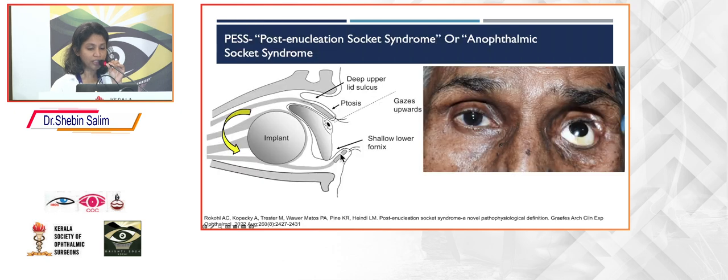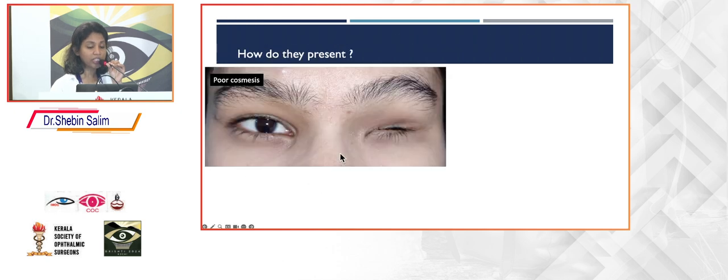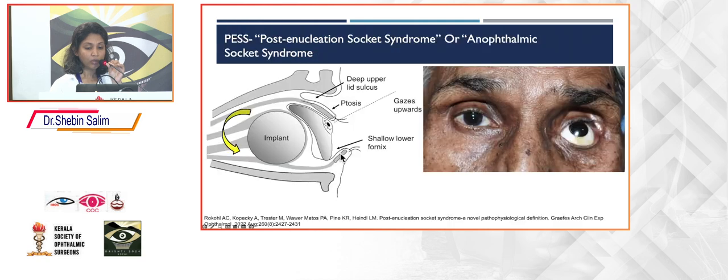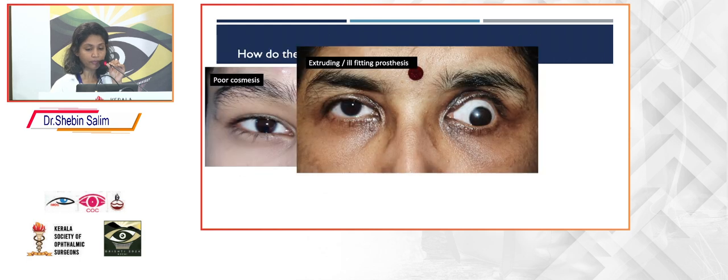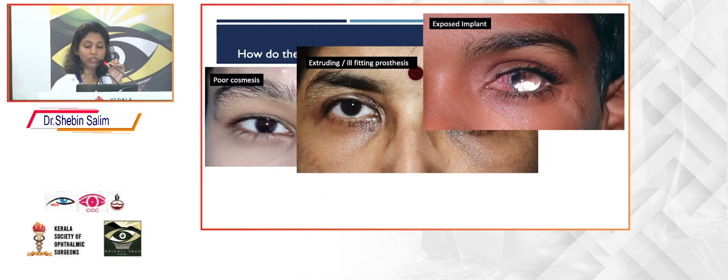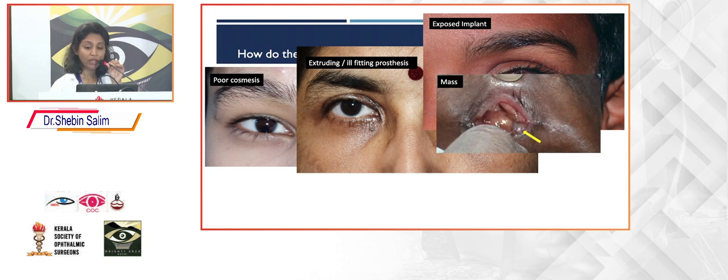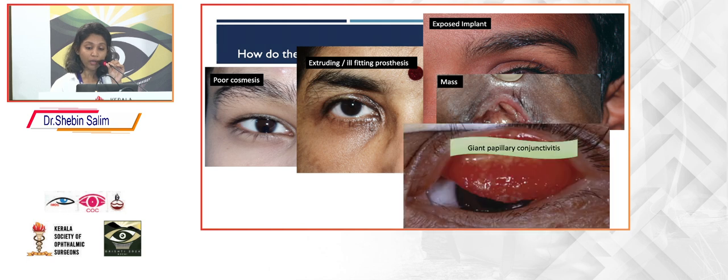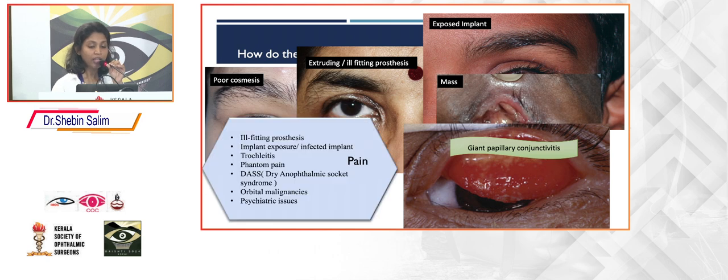So how do they present? They can present with a poor cosmesis or an extruding or ill-fitting prosthesis because of an exposed or extruded implant or because of an orbital mass or sometimes because of giant papillary conjunctivitis. Giant papillary conjunctivitis is usually due to hypersensitivity reactions to proteins on the ocular prosthesis. And there can be pain.